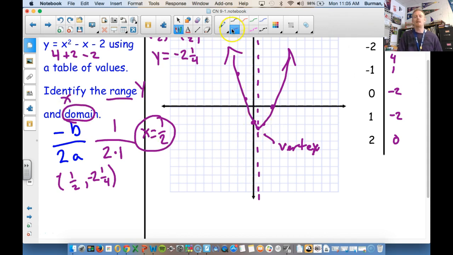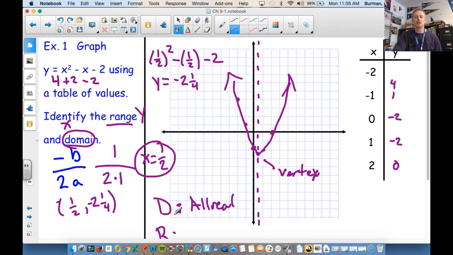Now the X values for all of these parabolas that go either facing upward or facing downward, the domain is going to be all real numbers because it's always going on forever and ever, as wide as it goes. So that's going to be all real numbers. Okay? The range is going to be something different.